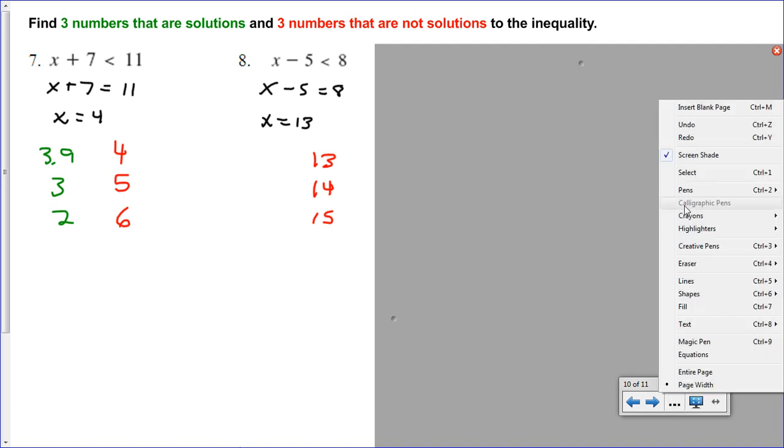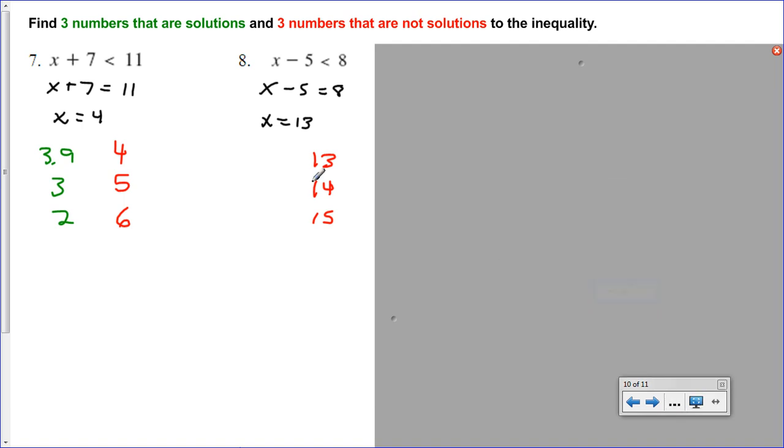Let's find some solutions then. Well, let's look at the other side of 13. 12 minus 5, that's 7. Yep, that's a solution. That means 11 is a solution, but we could go higher than 12, all the way to 12.99 even. 12.9999, etc. Because 12.99 minus 5 would be 7.99, which is less than 8.